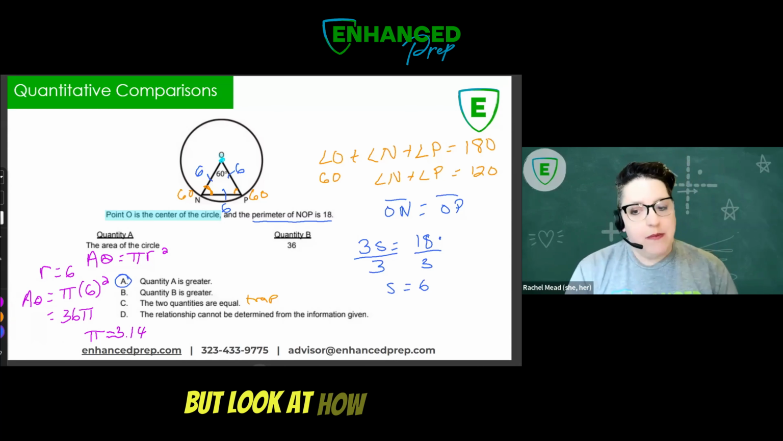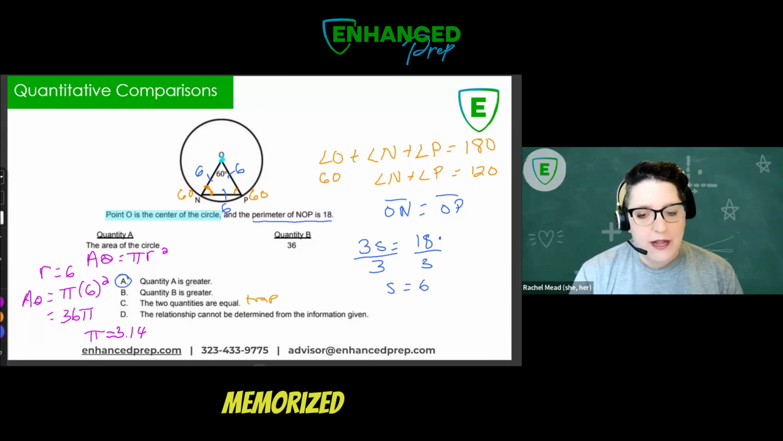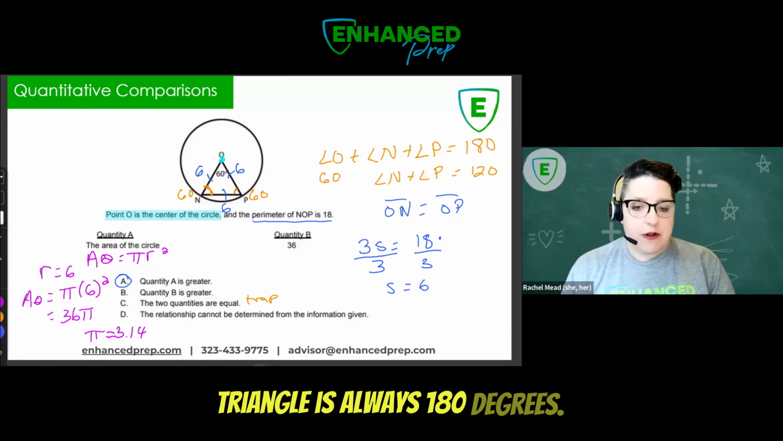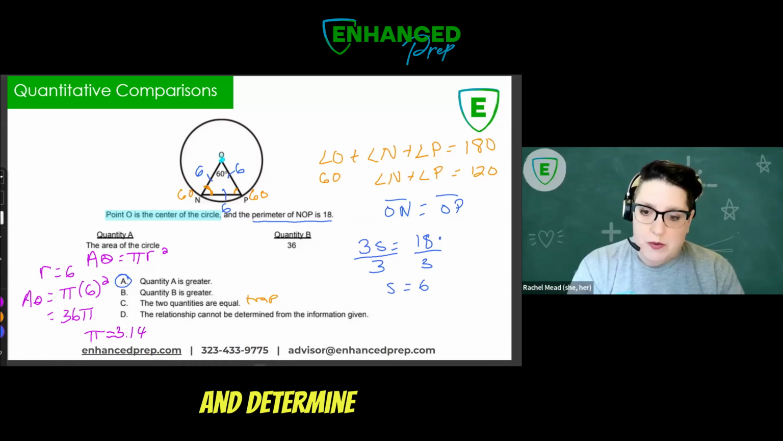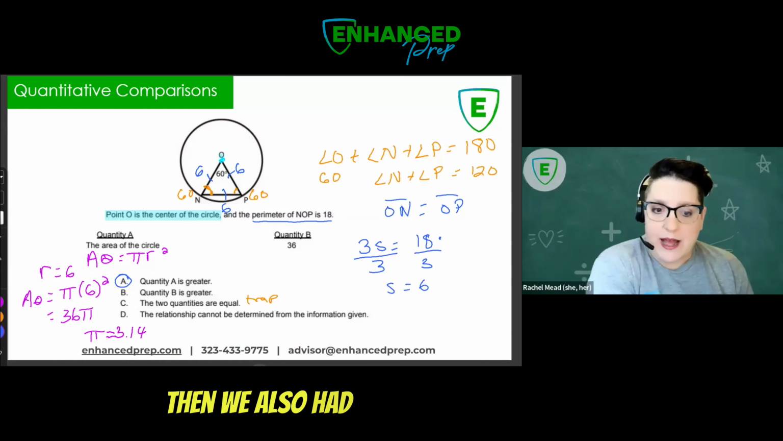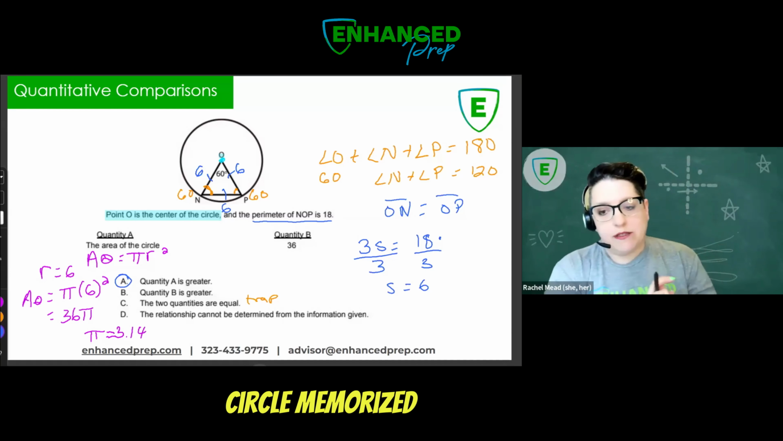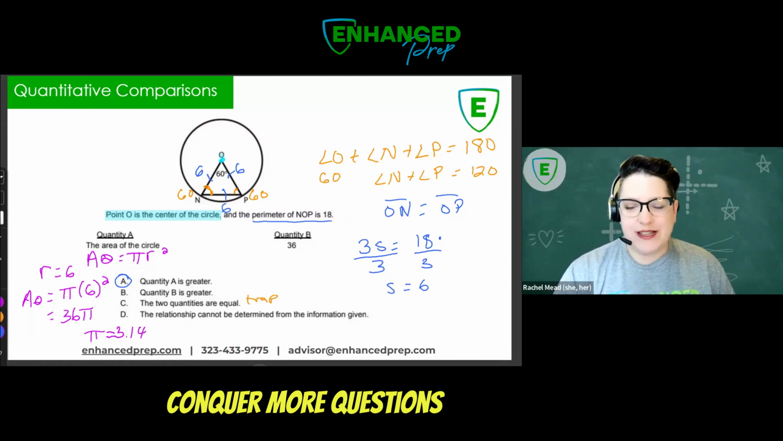But look at how much we had to have memorized with our geometry applications. The sum of all three angles in a triangle is always 180 degrees. We had to recognize that we had two radii and determine what was going on. Then we also had to have the area of our circle memorized as well. Hopefully this helps refresh some of your geometry rules and you're able to conquer more questions like this on the GRE.